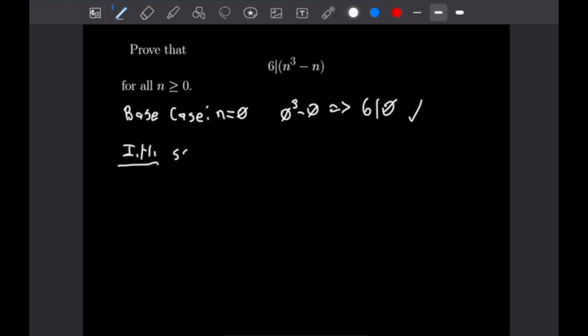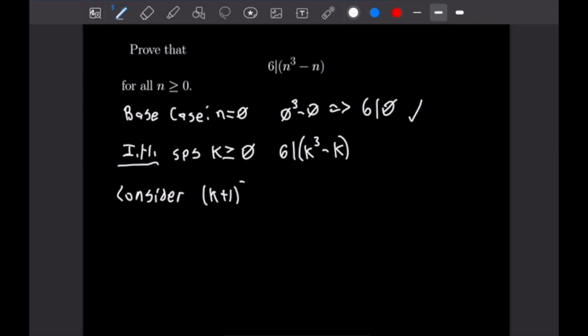So we want to suppose that for k greater than or equal to 0, we have that 6 divides k cubed minus k. Okay, so now we want to consider our next case. So we're going to consider k plus 1 cubed minus k plus 1.